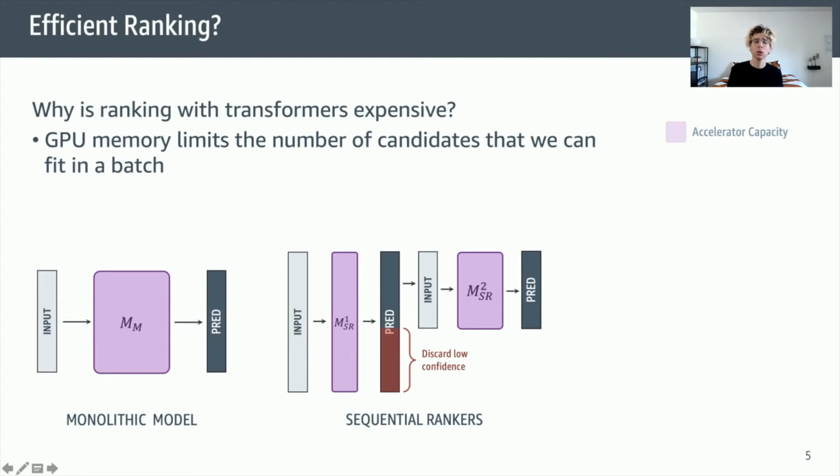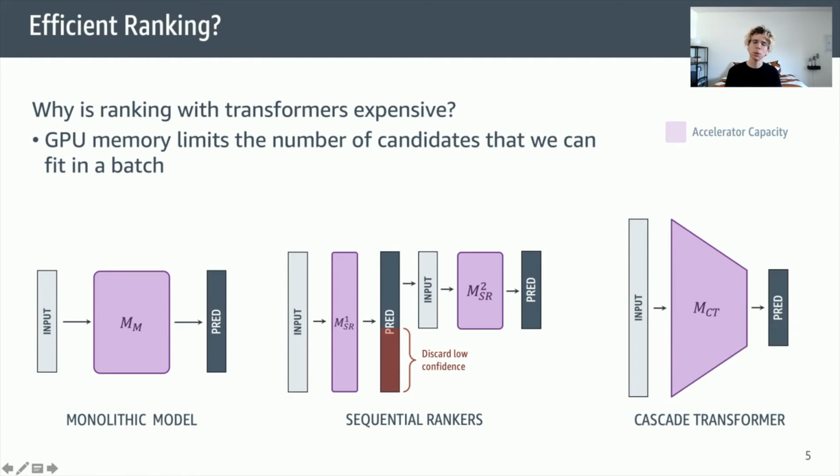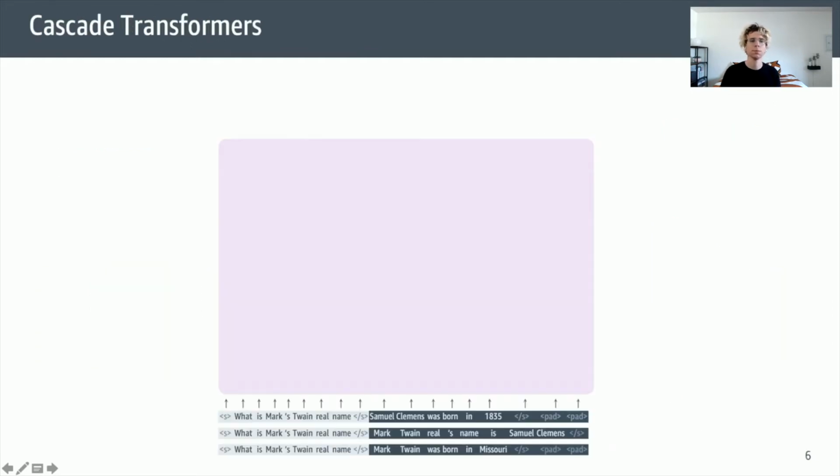The problem of this sequential approach is that in order to maintain the requirements in terms of accelerator capacity that we have, Model 1 and Model 2 have both to be smaller than the original monolithic model. What we're proposing here with the Cascade Transformer instead is a model that has the same expressiveness of a monolithic model, but that can drop candidates as computation progresses through it. So it can have a large initial batch size, but it is not more expensive than a monolithic transformer model.